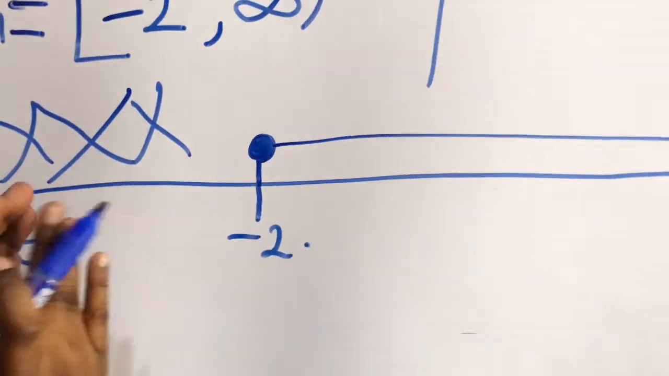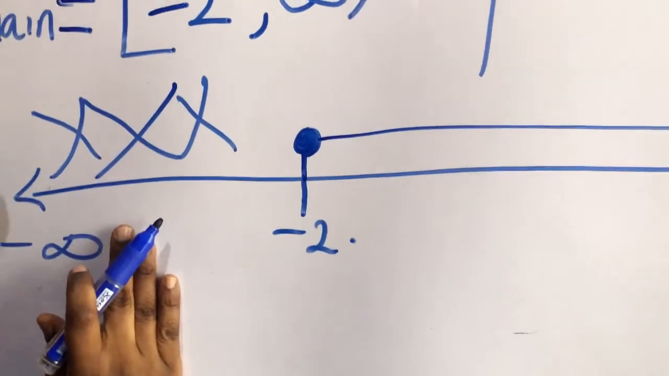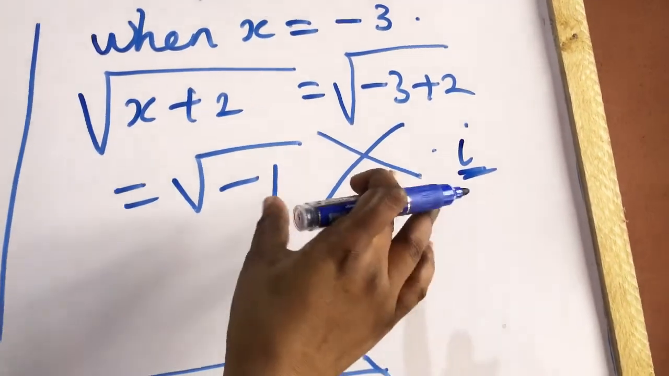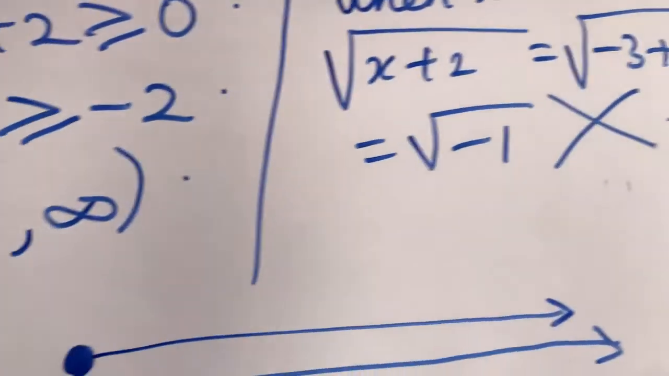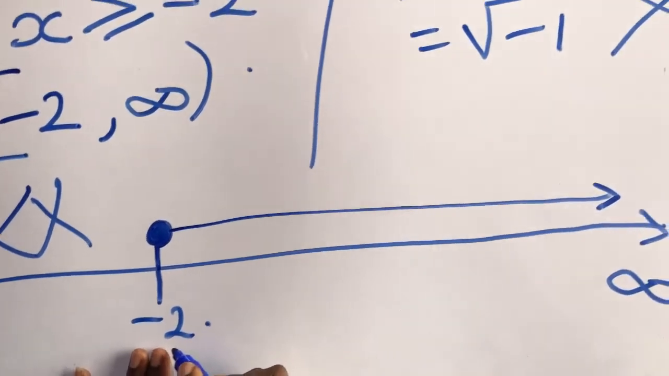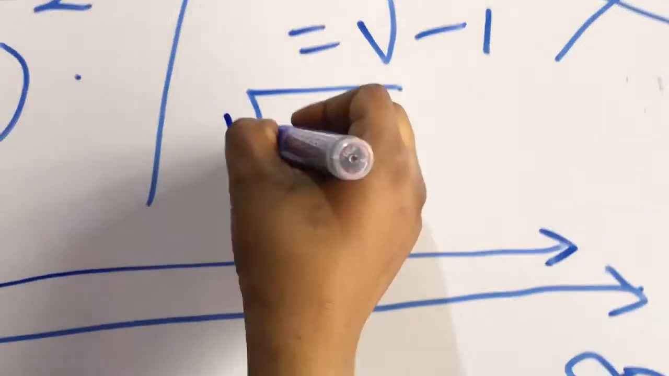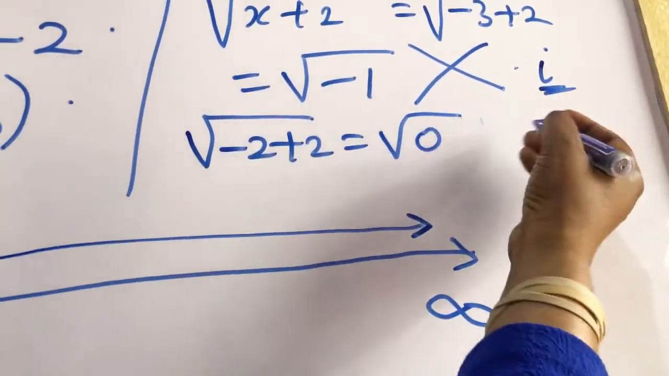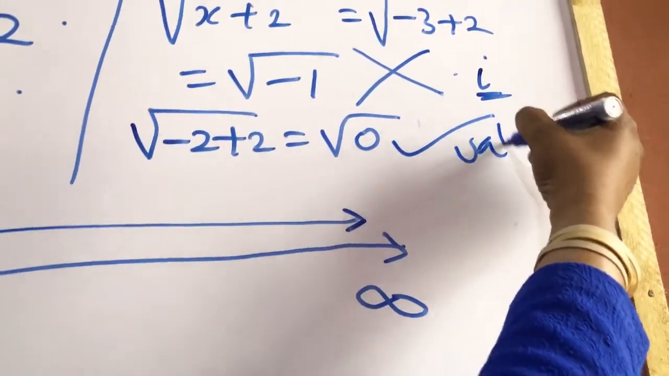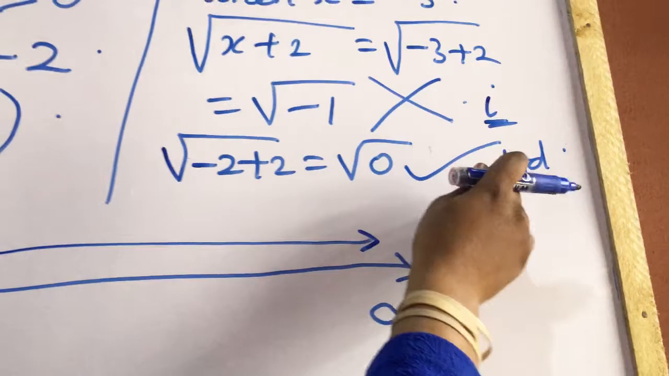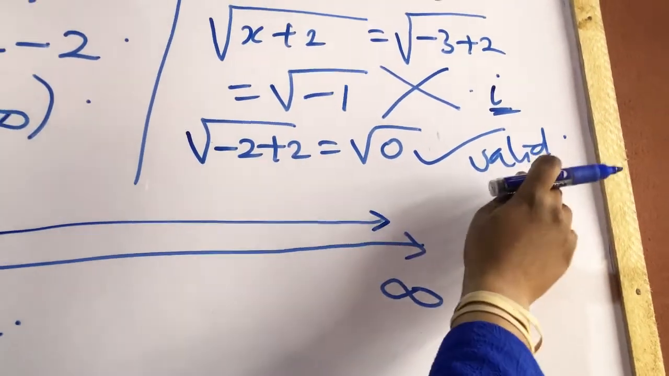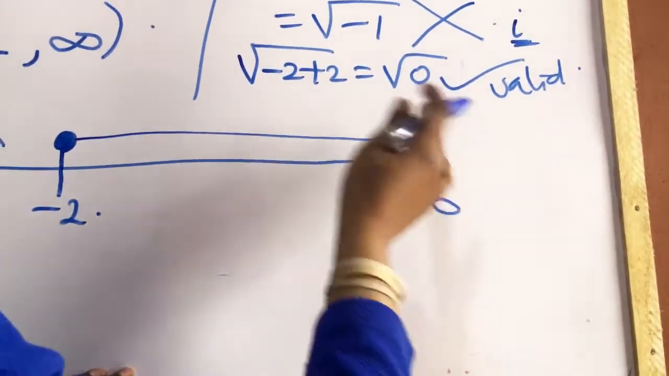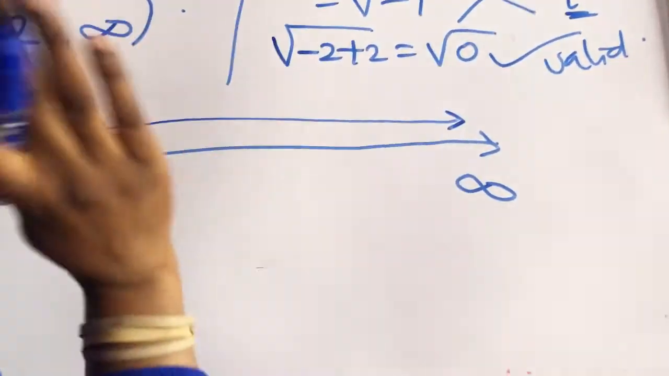If you plug in another one, take minus 5, take minus 4, it will still give you the square root of a negative number, which we are avoiding. But if you plug in minus 2 there, it will give you minus 2 plus 2, which is square root of 0. And square root of 0 is valid. It is defined. You can press it on the calculator and the answer will be 0. If you plug in any positive number, you are okay. It will be valid.